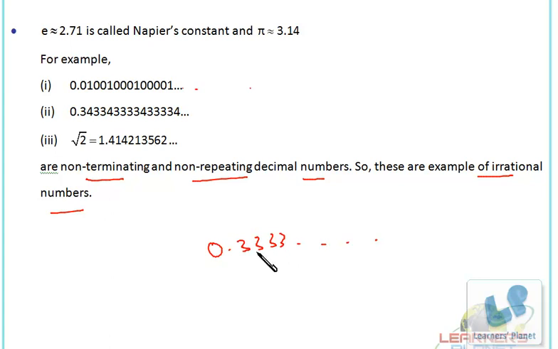Getting me? So what is this? It's 3 by 9, or 1 by 3. We write 1 by 3 like this, right? So we get a rational number if the digits after the decimal are either limited or repeated, right? That means if they are ending, or if they are not ending, then they should repeat. So in these cases, the numbers are neither terminating nor repeating. So these are irrational numbers, right?